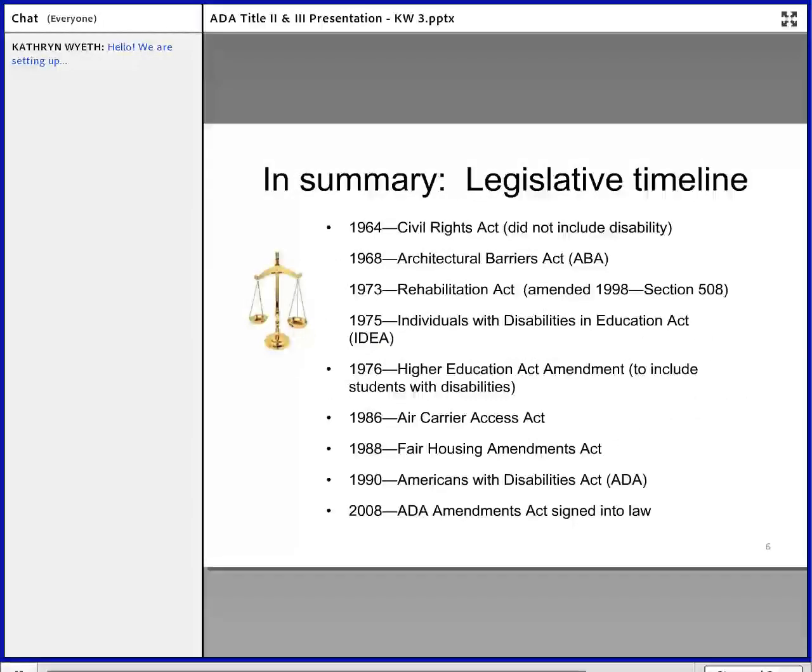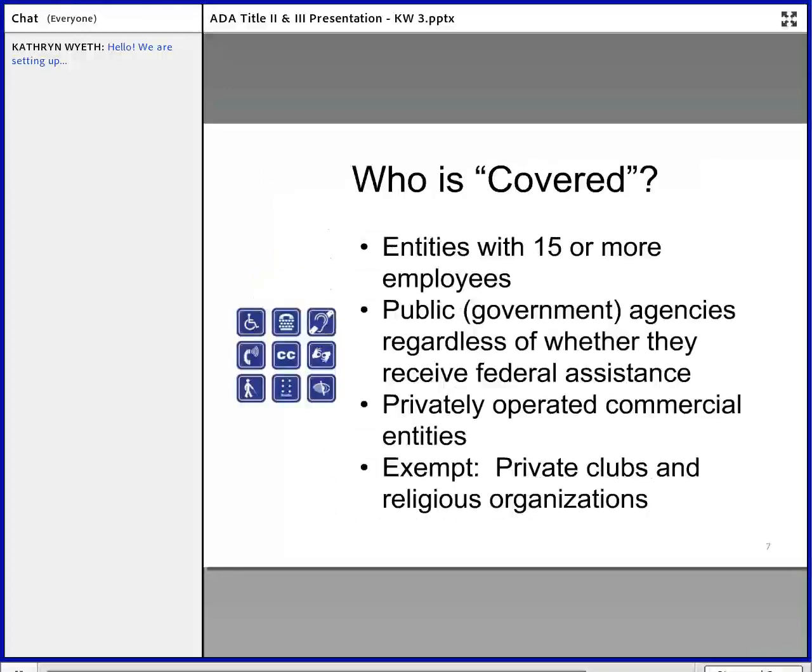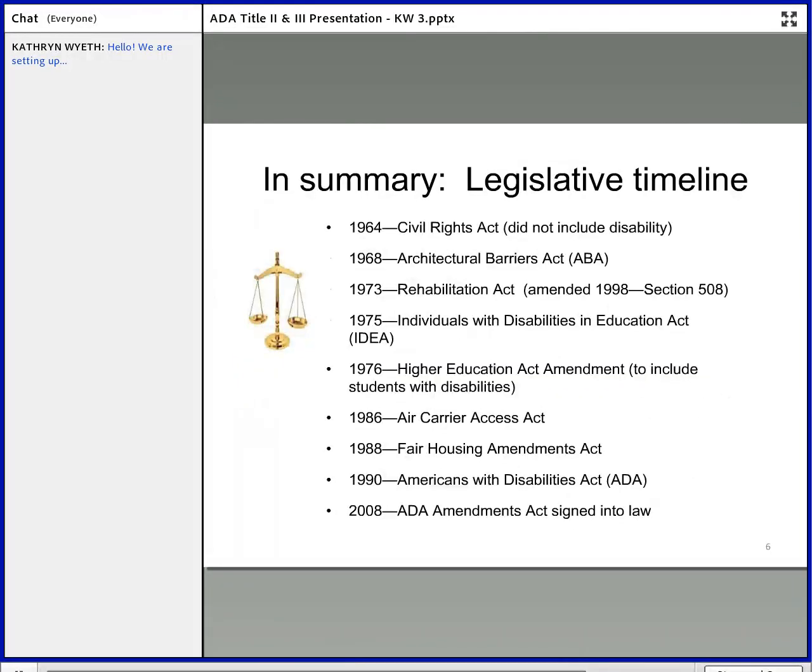So I just want to give you a quick overview of some of the legislative timelines, so you have a sense of different laws as they relate to people with disabilities. In 1964, the Civil Rights Act was passed, but it did not include people with disabilities. And then in 1968, the Architectural Barriers Act was passed, which was the first to address architectural structures to become more usable by individuals with disabilities who use wheelchairs.